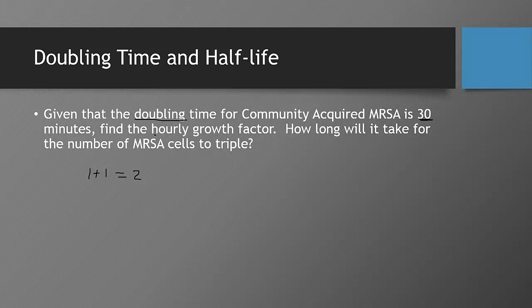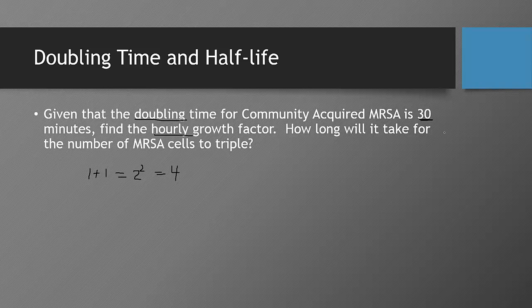And we're supposed to get hourly. Hourly is now bigger. When it's bigger, we're going to use an exponent, not 1 over, just the exponent. So 30 minutes, there are two 30-minute blocks in an hour. So I'm going to use an exponent of 2, and we all know 2 squared is 4. So our hourly growth factor is 4.